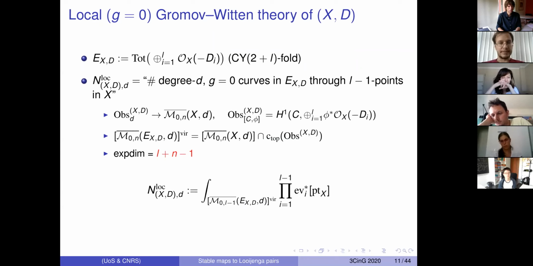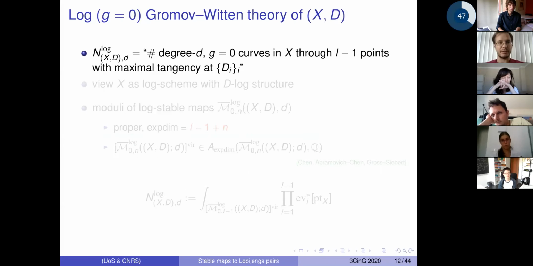And there's a completely different thing that I can do with my divisor D. Instead of using it to define an embedding into a higher dimensional space, I can use it to define a boundary condition. For example, I may want to count the number of degree D rational curves in X through L-1 points that have maximal contact order, equal to the intersection multiplicity, at each of the Di.